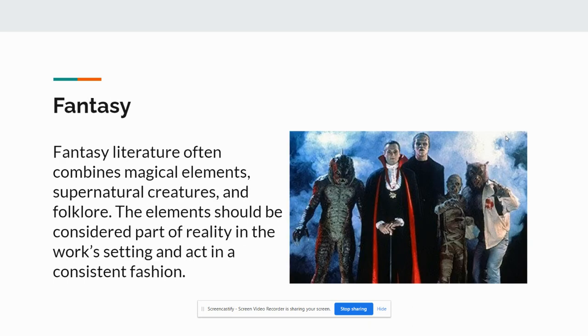Fantasy. It's going to combine magical elements. It's going to combine supernatural creatures. They can be creatures from folklore, like the creature from the Black Lagoon, or werewolves, or Dracula and vampires, or whatever all else. And it's a real world, but it is not our world. Realism is always about our world. Fantasy is going to be another world, and the monsters are real. And there has to be a real rule about how the monsters can work.